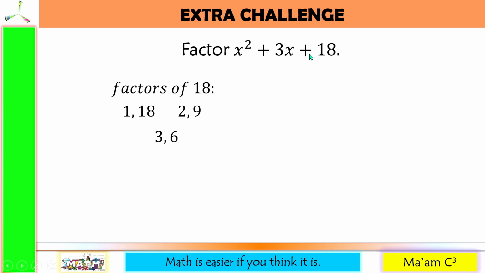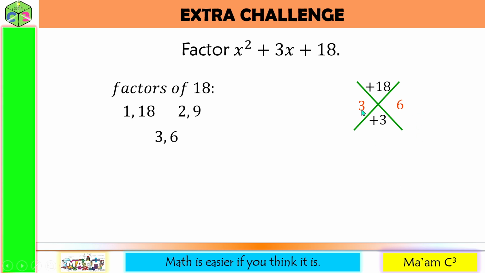Writing on top is the numerical coefficient of the third term, and writing at the bottom is the numerical coefficient of the middle term. For the factors, I'm going to choose one pair that would possibly give me a sum of 3. And that is 3 and 6. Now, let us determine the signs. To give me a positive product, my factors should be of the same sign. Since my bottom number is positive, then they should be both positive.